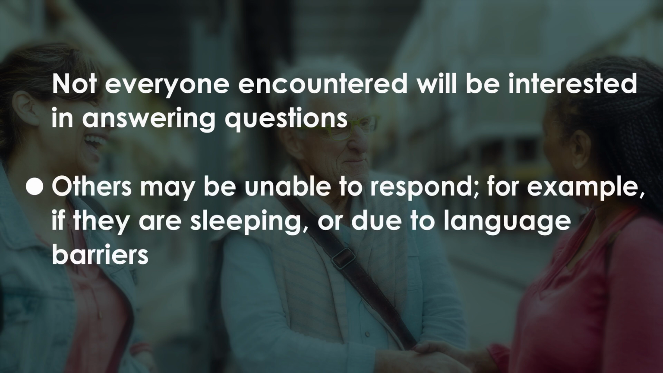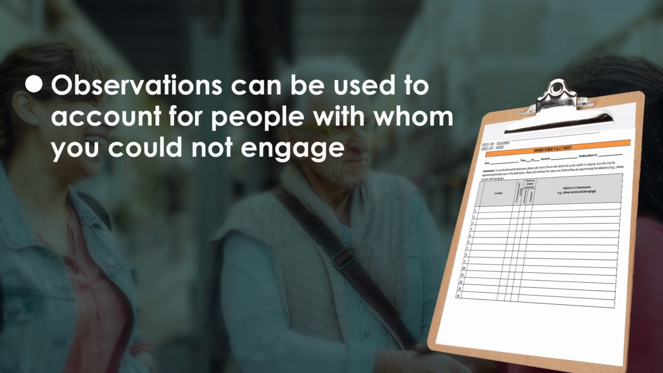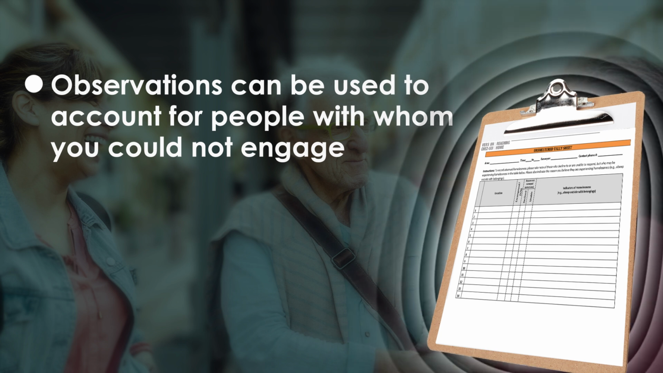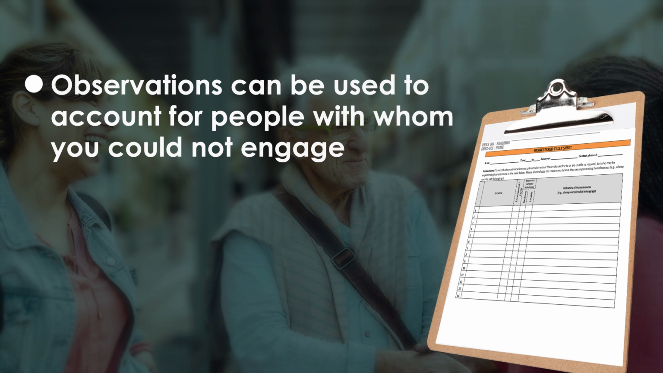Others may be unable to respond, for example, if they are sleeping or due to language barriers. In such cases, observations can be used to account for people with whom you could not engage. In cases where an individual is clearly spending the night outside, such as when they are sleeping outside with some belongings, it is possible to still include them in the count. You can use a tally sheet to keep track of those you don't speak with, to make the picture of homelessness in your community as complete as possible. Additional resources are available to learn more about the tally sheet.